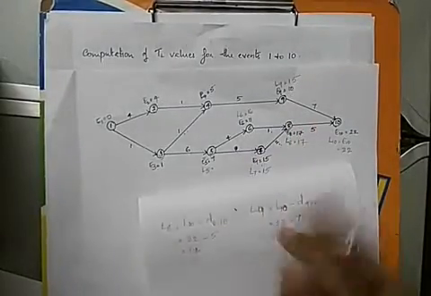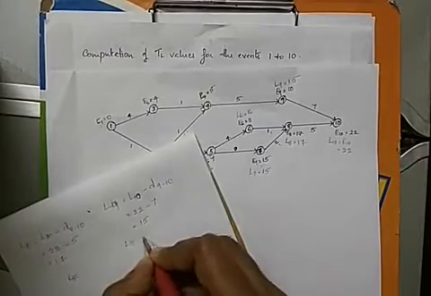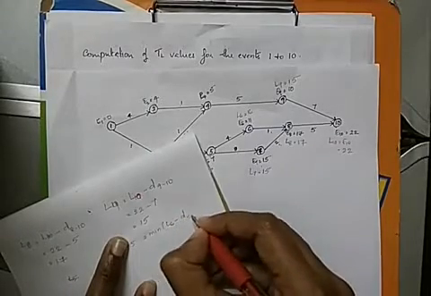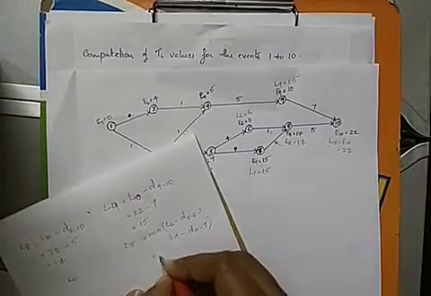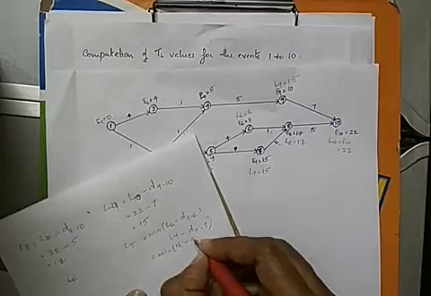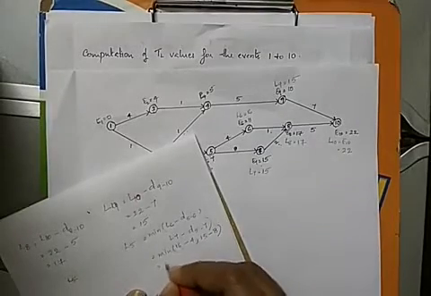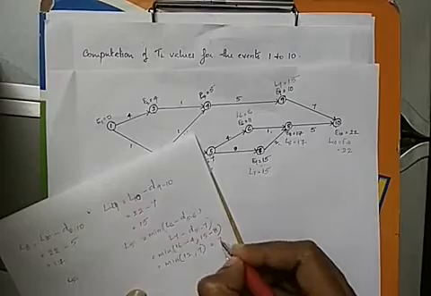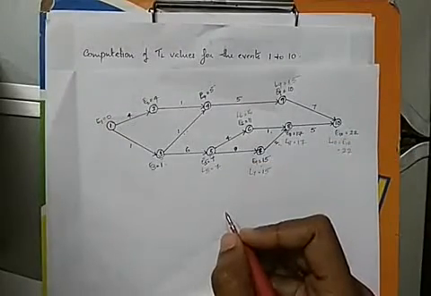So L5 is the minimum of L6 minus the duration of 5-6, and L7 minus the duration of 5-7. L6 is 16, so 16 minus the duration of 5-6, which is 4. L7 is 15, so 15 minus the duration of 5-7, which is 8. That means the minimum of 16 minus 4, which is 12, and 15 minus 8, which is 7. The minimum of 12 and 7 is 7. So the value for L5 is 7.